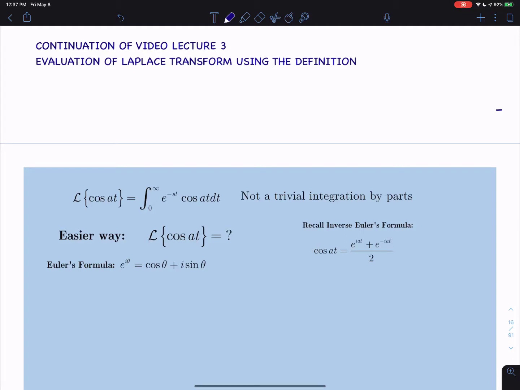Just so that we recall, the Laplace transform of a function by definition is the improper integral 0 to infinity of the kernel e to the minus st times the function itself, f of t dt. Now we've talked about some basic Laplace transforms, and now let's talk about the Laplace transform of trigonometric functions.